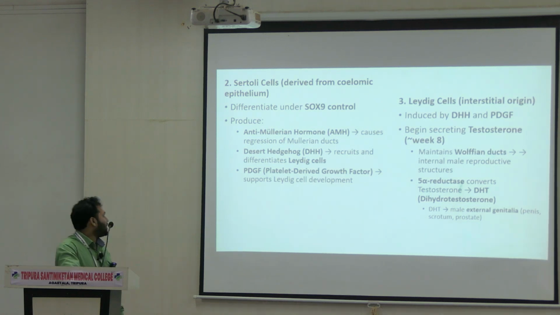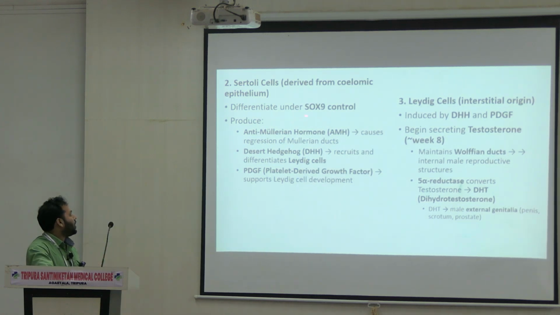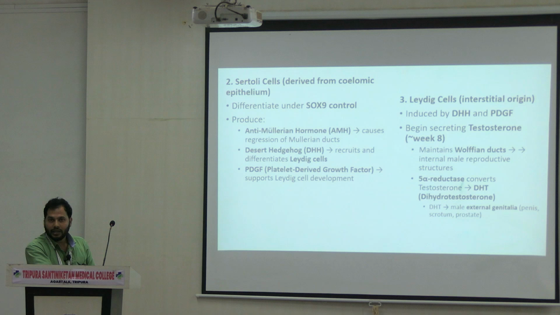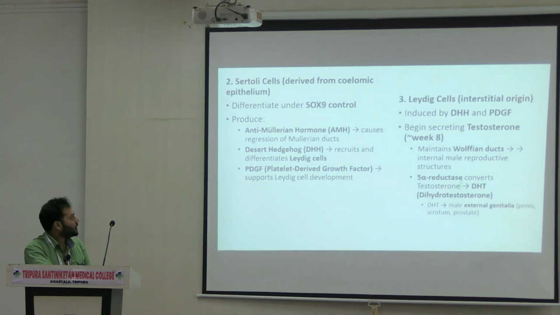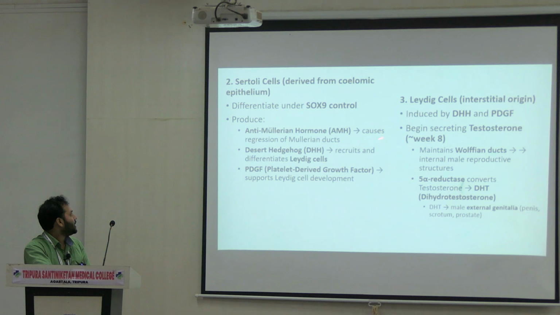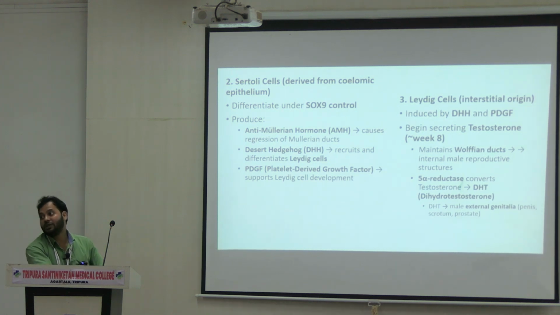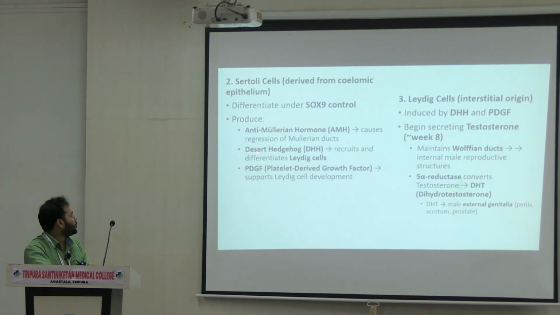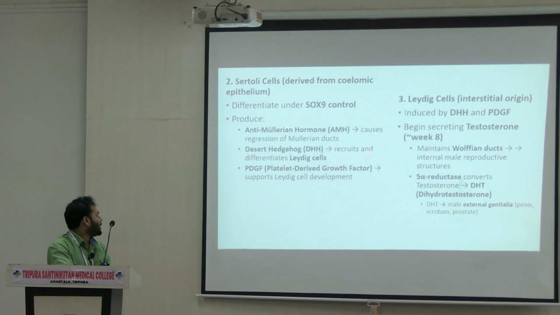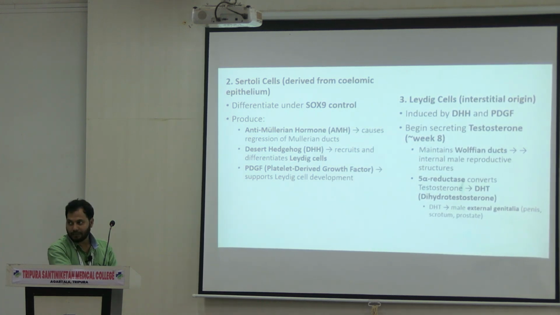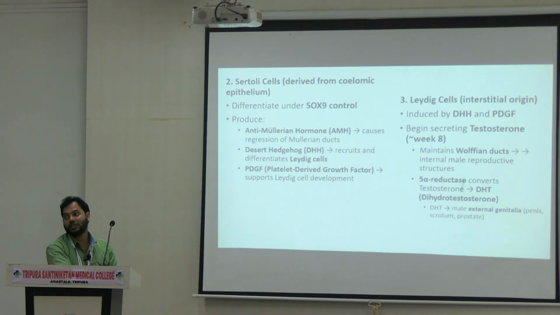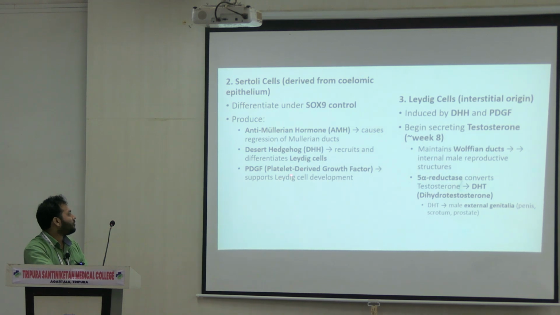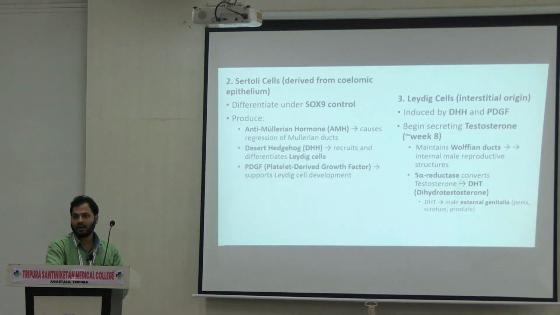See here, ultimately SOX is involved in the differentiation process, like the expression of AMH, and AMH produces AMH hormone that causes the regression of the Mullerian duct, meaning inhibition of the ovarian or female pathway. Along with this, it produces desert hedgehog. It recruits and differentiates the Leydig cell, and Leydig cells are important for the synthesis of testosterone. And PDGF is also important for the overall development of the Leydig cell.